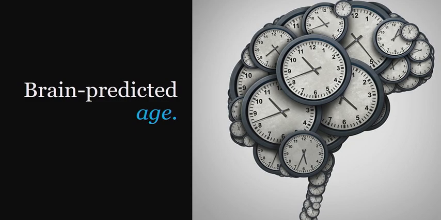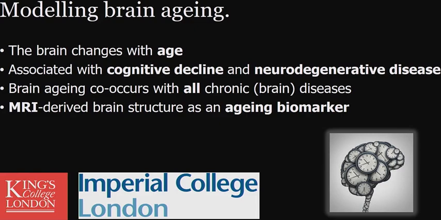I'm going to talk about a biomarker I've used called brain predicted age. So the idea is that you derive a statistical model of brain aging. This can be quite powerful. The brain changes as we get older, so there's actually quite a lot of variance to play with in terms of building statistical models. But also brain aging has negative consequences. As people get older, their cognitive performance declines and their risk of neurodegenerative disease increases. But also importantly, brain aging will obviously co-occur with all chronic diseases, whether they're brain diseases or not.